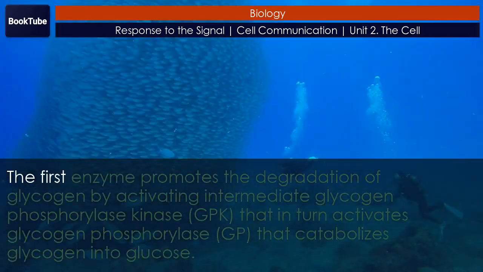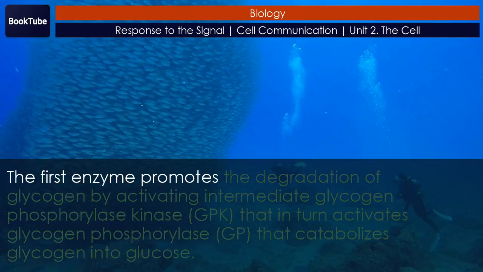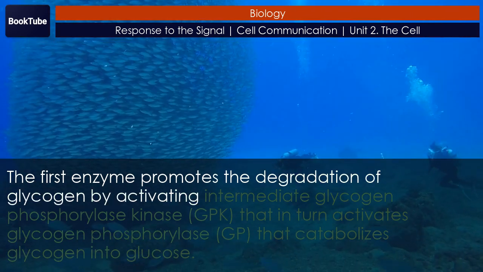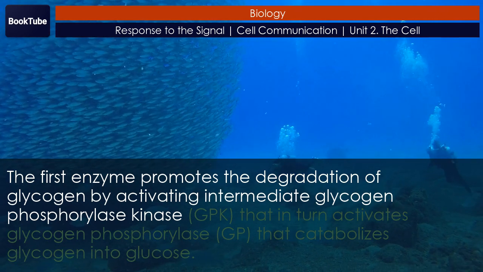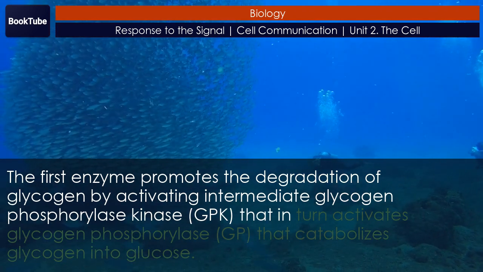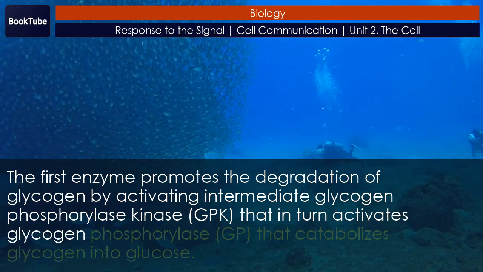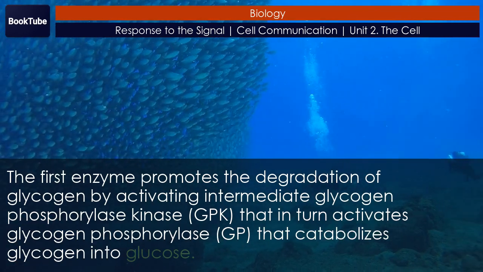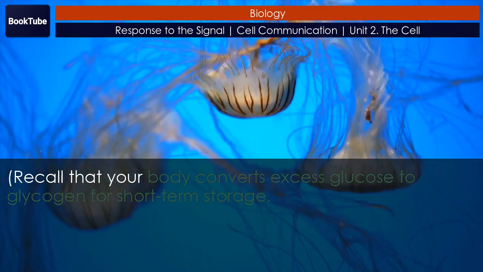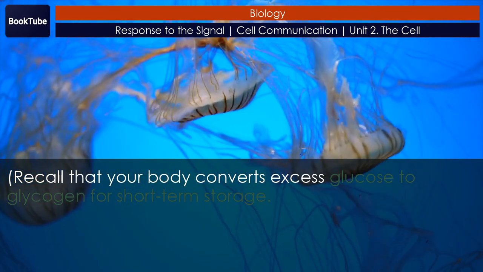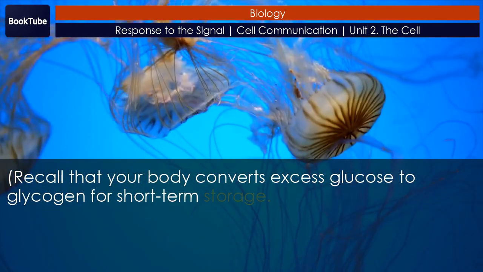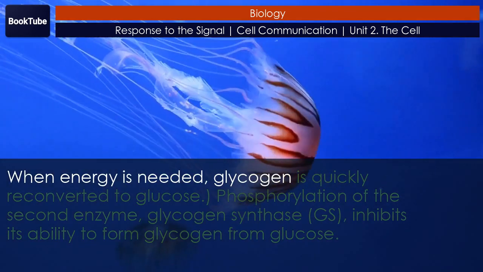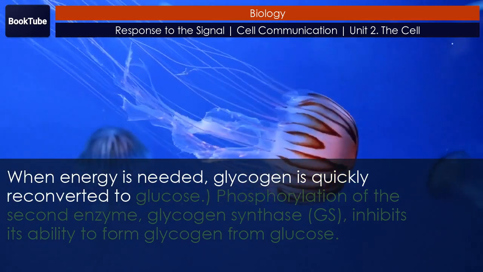The first enzyme promotes the degradation of glycogen by activating intermediate glycogen phosphorylase kinase, GPK, that in turn activates glycogen phosphorylase, GP, that catabolizes glycogen into glucose. Recall that your body converts excess glucose to glycogen for short-term storage. When energy is needed, glycogen is quickly reconverted to glucose.